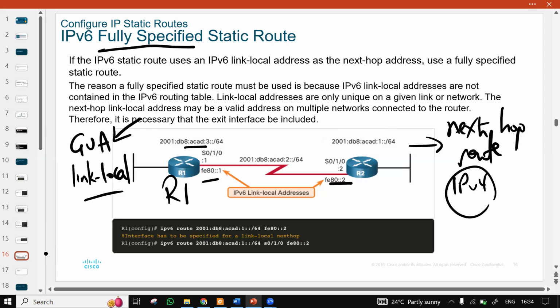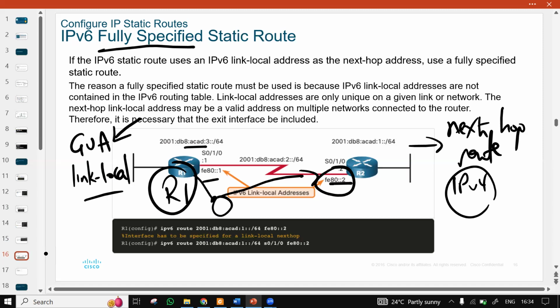But it's a different case if you use this address to direct traffic, because with a link local address, we can have another router in the same link local. So router R1 will find it very difficult to identify the path and the IP.